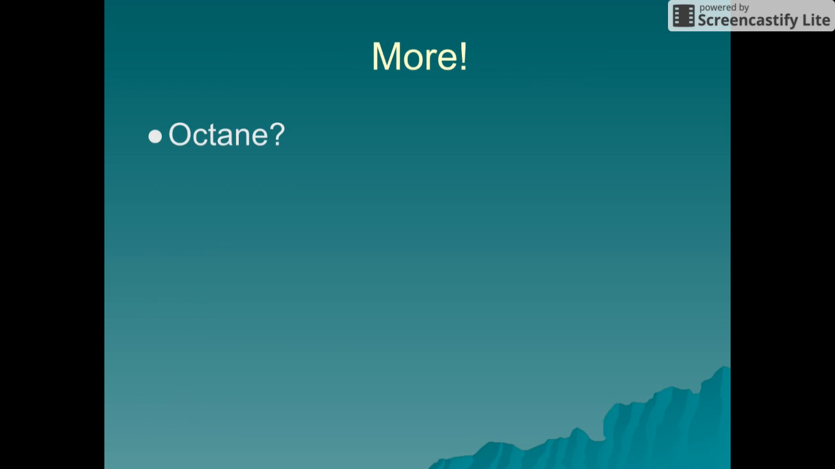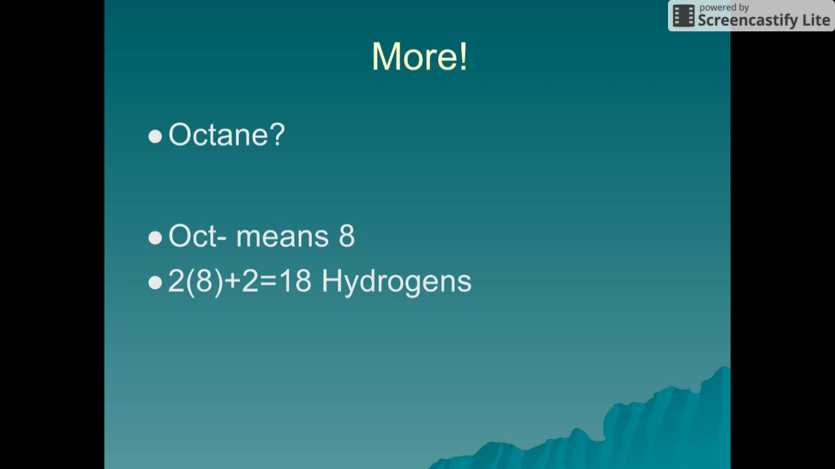So octane. Draw a structure for octane. Write its formula. Remember that oct means 8? 2 times 8 plus 2 is 18 hydrogens. C8H18. You can look back at the structure you drew for octane earlier, count the hydrogens, see if you actually have 18 of them.